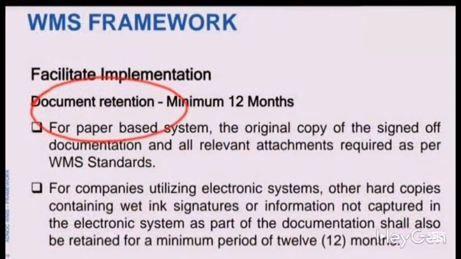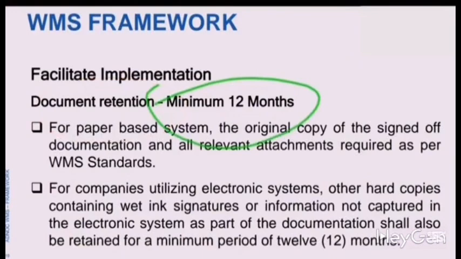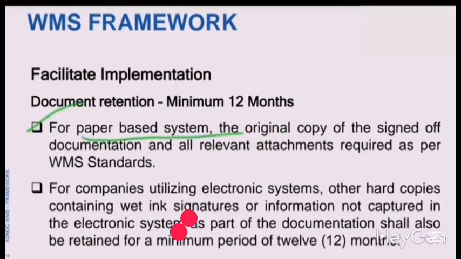Now, document retention: the documents which you have to hold, save, or store, you have to do it for a minimum of 12 months. That means you have to keep all the documents saved with you for 1 year. The first condition is the paper-based system, which is your paper base, all your permit documents, which will be accepted apart from your e-permit. The original copy of the signed documentation is the original hard copy of the document that has been signed, along with all the relevant attachments, including any certificates that go with it. Attachments are required as per WMS standards. You need to store and save all these signed copies and all your actual certificates for 1 year.